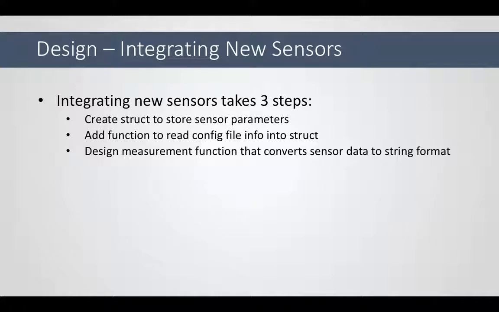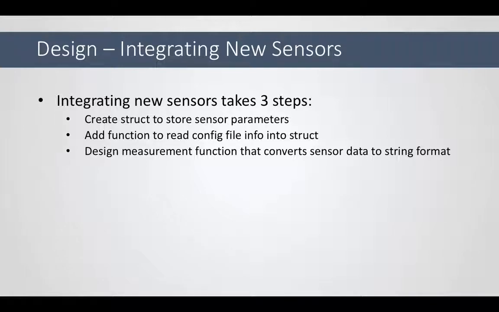Integrating new sensors requires additional code in three places in the sensor module software. First, the user has to decide what sensor parameters would need to be known during the system's runtime, and design a new sensor struct to store those parameters. Next, the user would need to write a function to read those parameters from a config file into the struct. I already have low-level functions for parsing config files, so this wouldn't be too difficult.